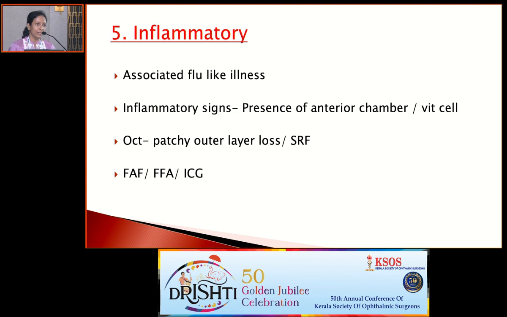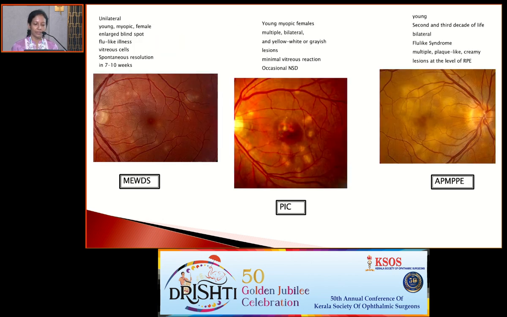Inflammatory lesions, especially the white dot syndromes, can also produce a starry sky appearance. So what are the clues? They may have an associated flu-like illness. Inflammatory signs may be there, like the presence of anterior chamber cells and vitreous cells. OCT may show patchy outer layer loss as well as subretinal fluid. And multimodal imaging helps in identifying the diagnosis.